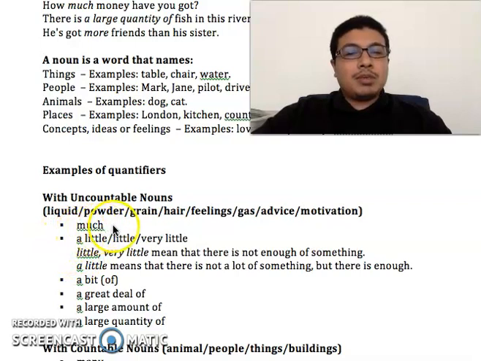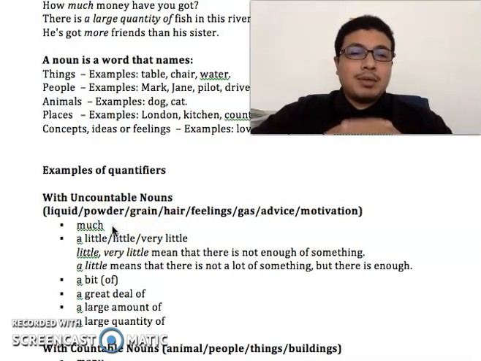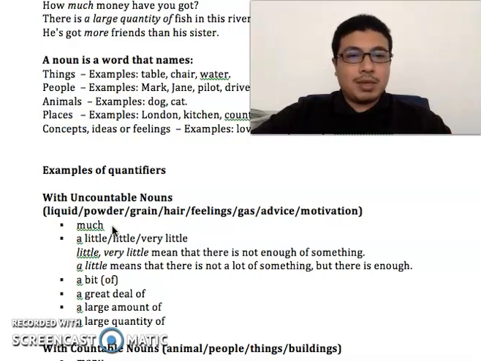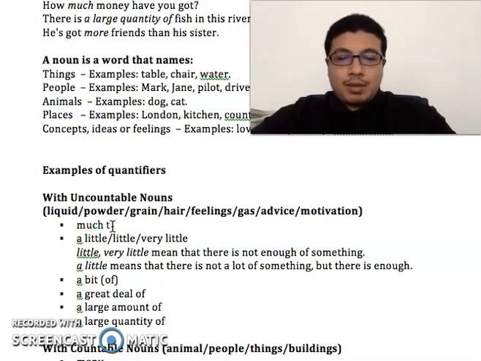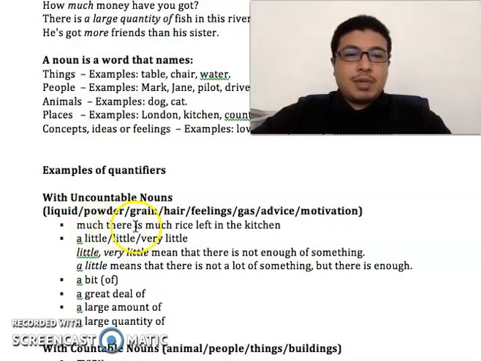With uncountable nouns, you use these types of quantifiers. There is much rice left in the bowl. Although there is much rice, you don't say many, you say much, because many is for things that you can count, much you cannot count. So you say there is, not there are, much rice left in the kitchen. So much, not many, because it is uncountable, and you use is because it is uncountable.